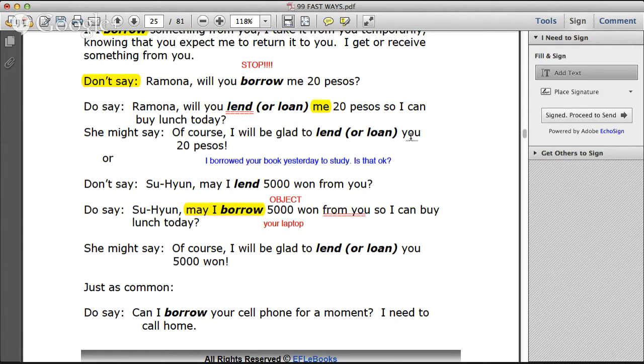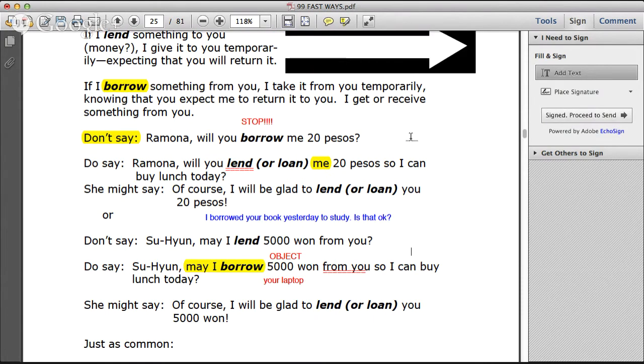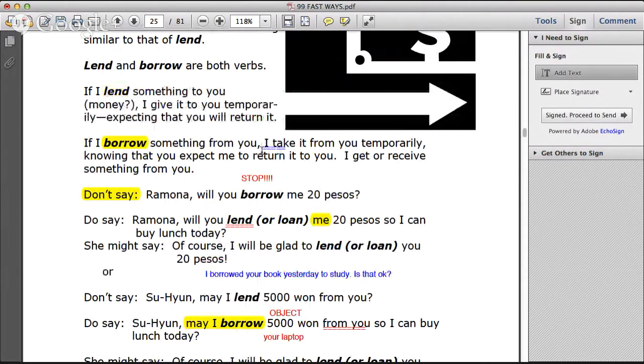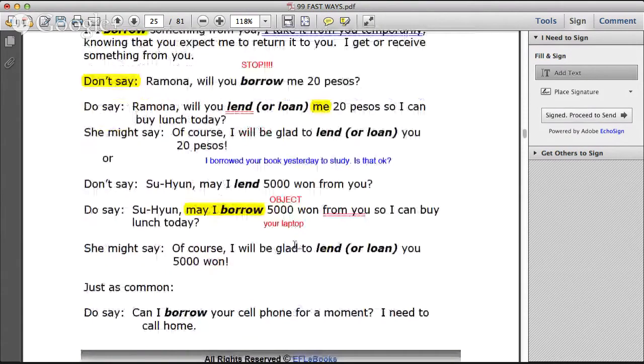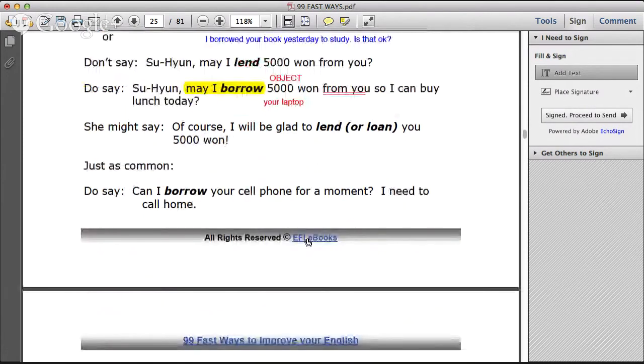Because up here, remember, when we're talking about borrowed, we're talking about taking it from you temporarily. Lending is to give. Borrow is to take. Okay, I get it. Any questions up till right now? Okay, let's take a look at some other examples, and I want to create some of our own sentences here.